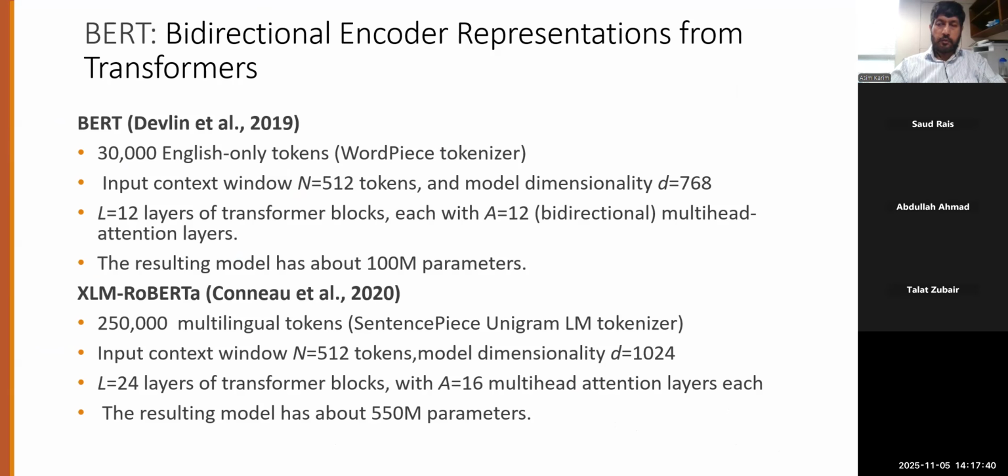So the first model of this kind was BERT, which I said was proposed in 2018, 2019 by people from Google. So basically this model had a vocabulary size of about 30,000. It had 12 blocks. In each block there were 12 multi-head attentions. The input context length was 512 tokens, and the model dimension was 768.